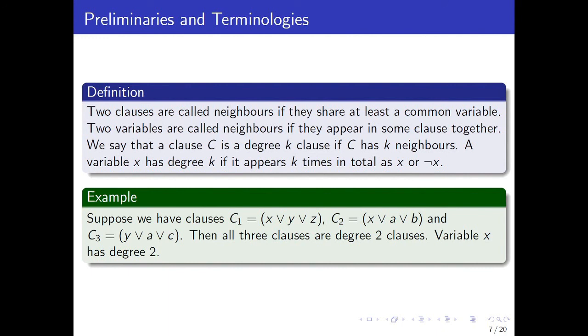Now let's see an example. Suppose we have the clauses C1 containing x, y, z, C2 containing x, a, b, and C3 containing y, a, c. Then all three clauses are degree 2 clauses because each clause has exactly two neighbors. Variable x has degree 2 because it appears in C1 and C2.